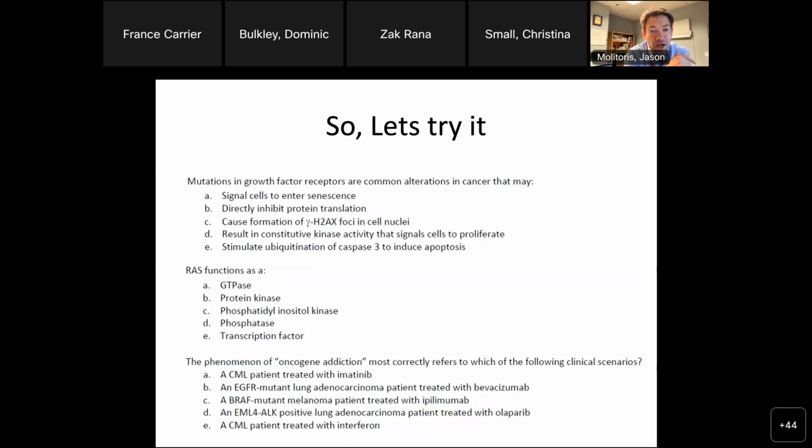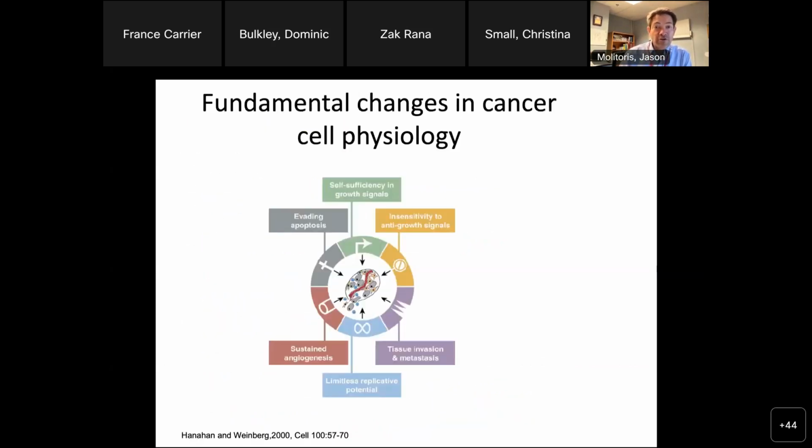Okay, so you kind of got to know a couple of things. You got to know what that gene product is and what that drug does in order to answer that question. All right, what are the characteristics of tumor cells?